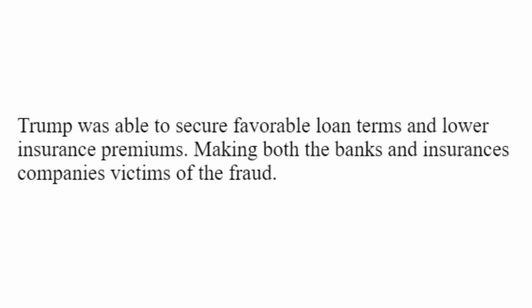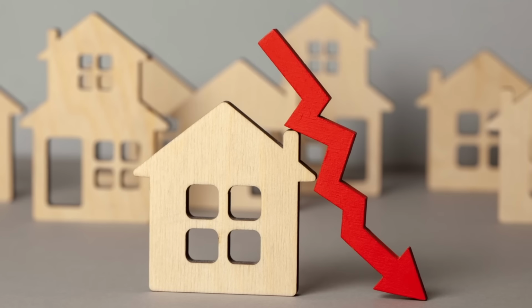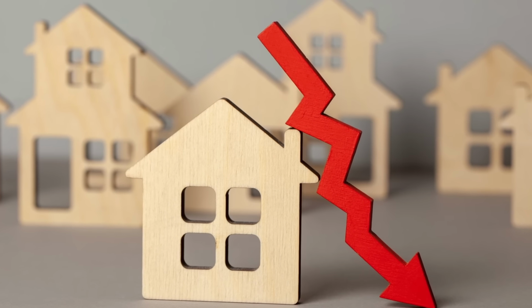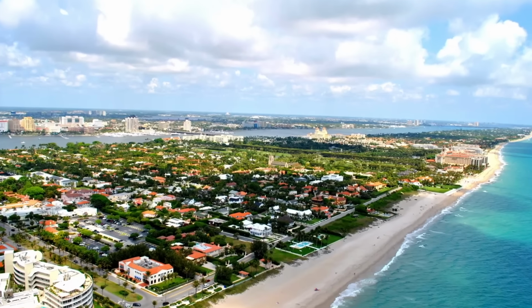For instance, by exaggerating their net worth and certain value of assets, Trump and the Trump Organization was able to secure favorable loan terms and lower insurance premiums, making both the bank and insurance companies the victims of the fraud. And on the opposite end, by lowering the value of some properties, they would have to pay lower taxes, for instance, like what happened in Palm Beach, Florida.